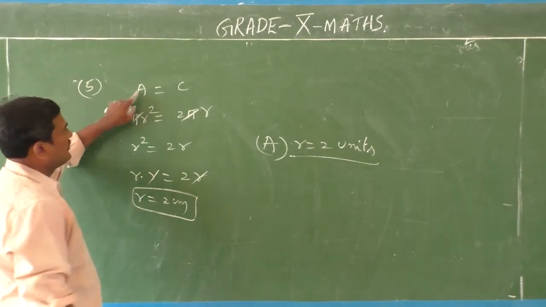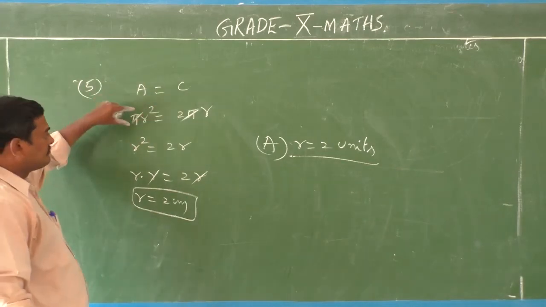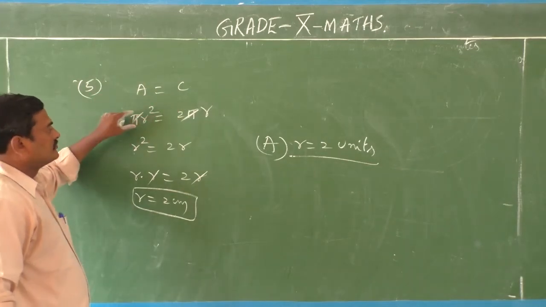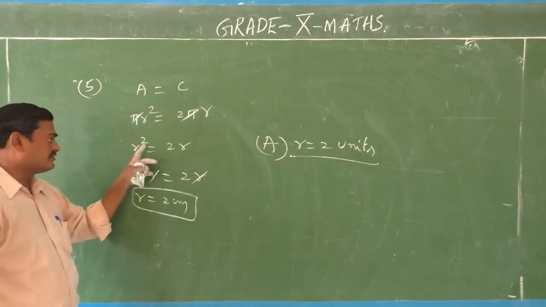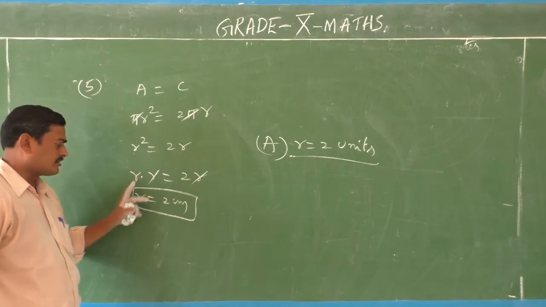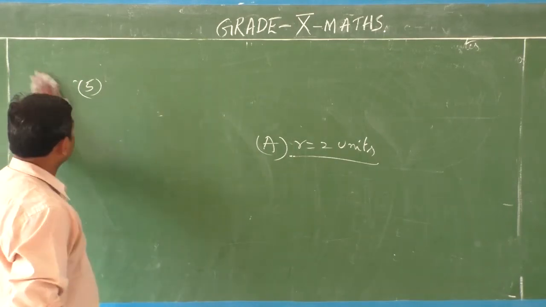So area and circumference are numerically equal. Then pi r square equals 2 pi r. Pi cancels, so r square equals 2r. R square means r into r. So r equals 2 centimeters. This is a very important question.